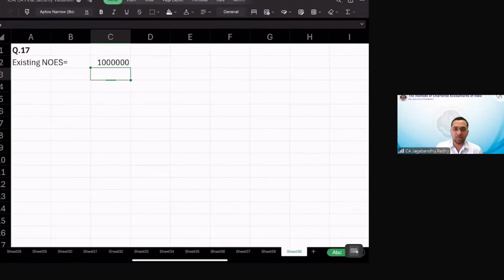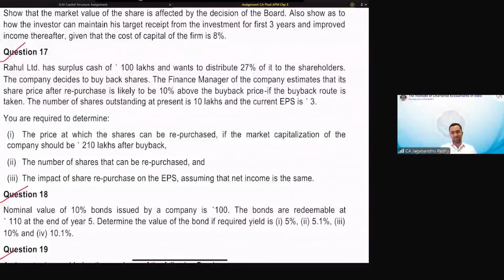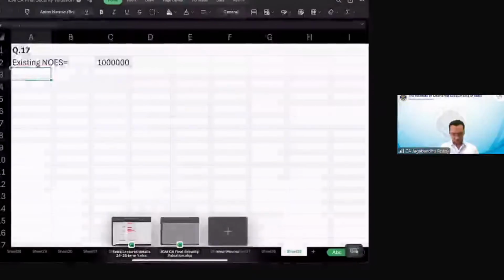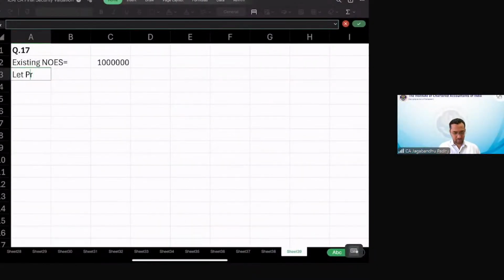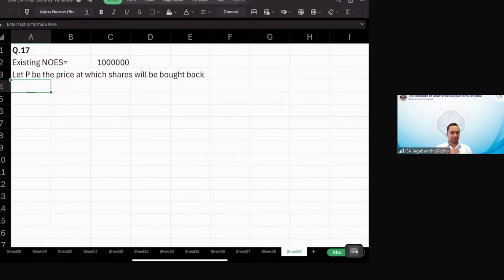Has the question specified the number of shares to be bought back? No. We don't even know the price at which the shares will be bought back. So let us assume P be the price at which shares will be bought back.